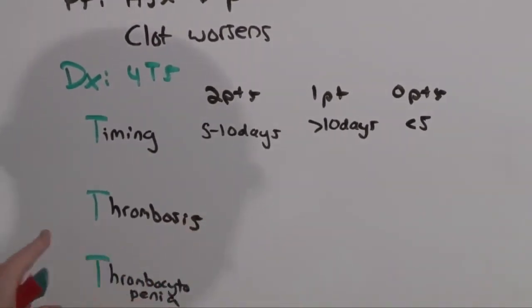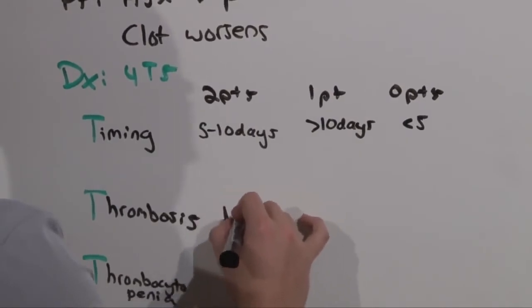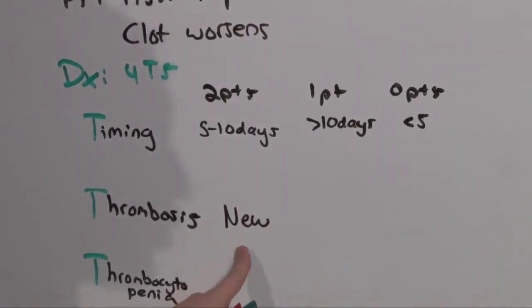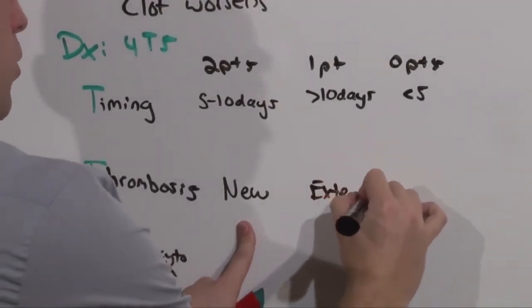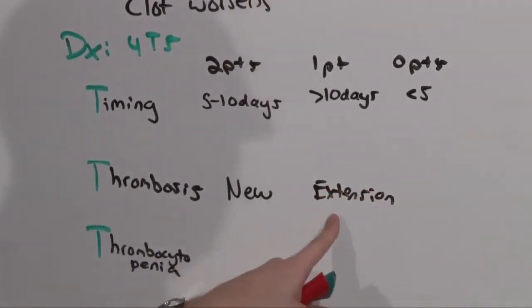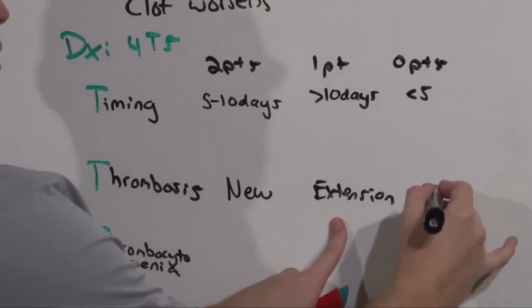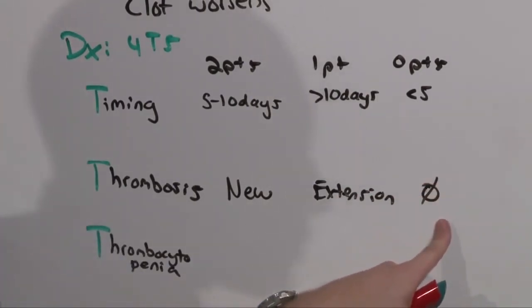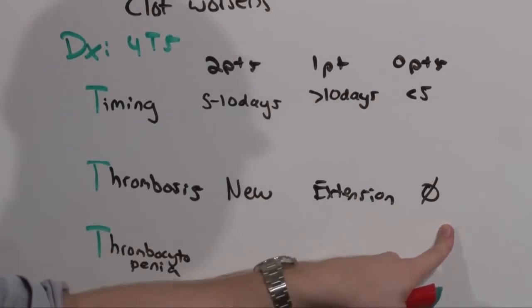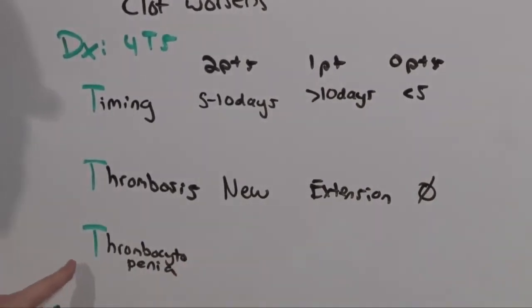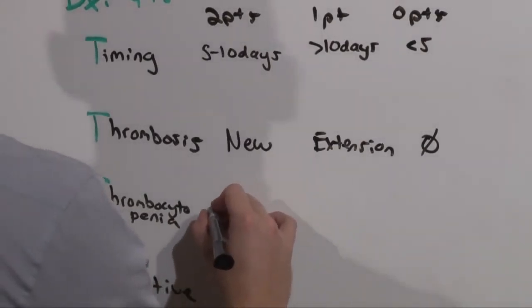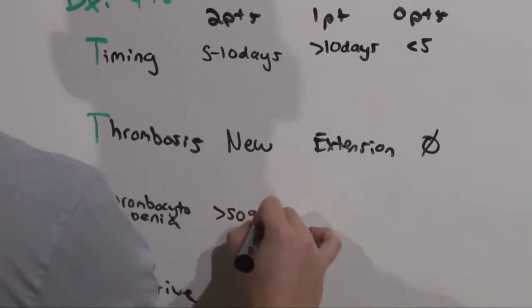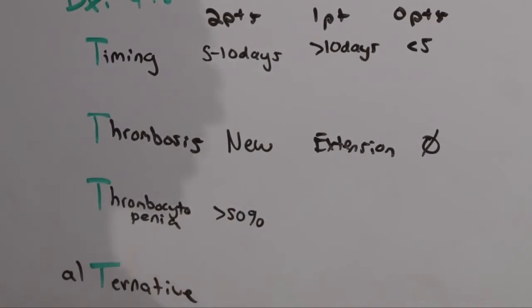For thrombosis, if you have a new thrombus formed while on heparin, that's 2 points. If you have an extension of an old thrombus while on heparin, that's 1. And if there's no thrombus or no worsening of the current thrombosis, you get 0. The degree of thrombocytopenia matters a lot. You should lose greater than 50% of your platelets, but the nadir should not go below 100.